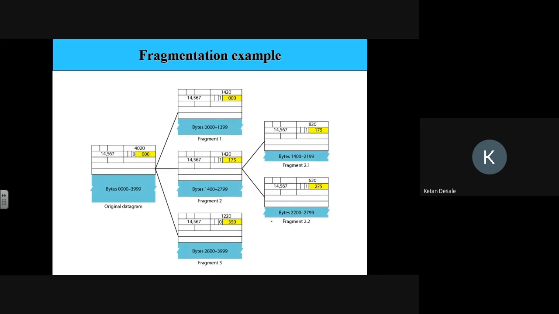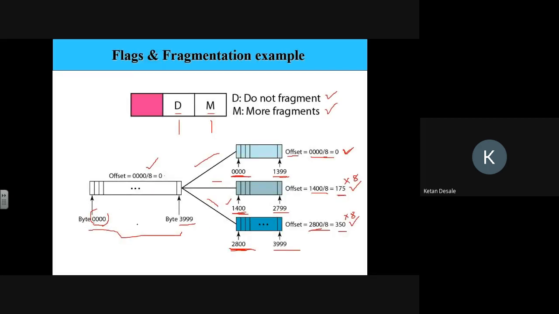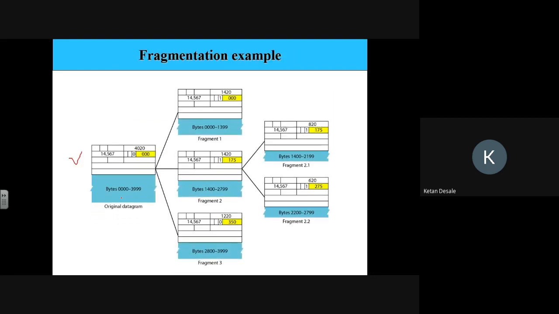Before that, I'll give one example of how the fragmentation is done. Now suppose this is my first packet, and I have taken the first example only. What is the size? It's 0000 to 3999, meaning total 4000. This is the actual size of your original data. And if you observe here, the total size is 4020. So what is this 20? This 20 is nothing but your header size. That is the basic size.